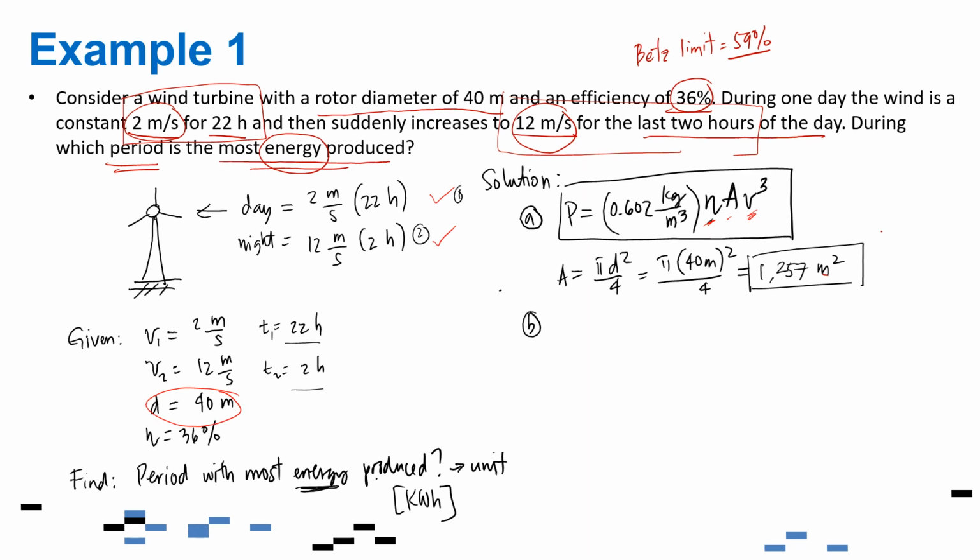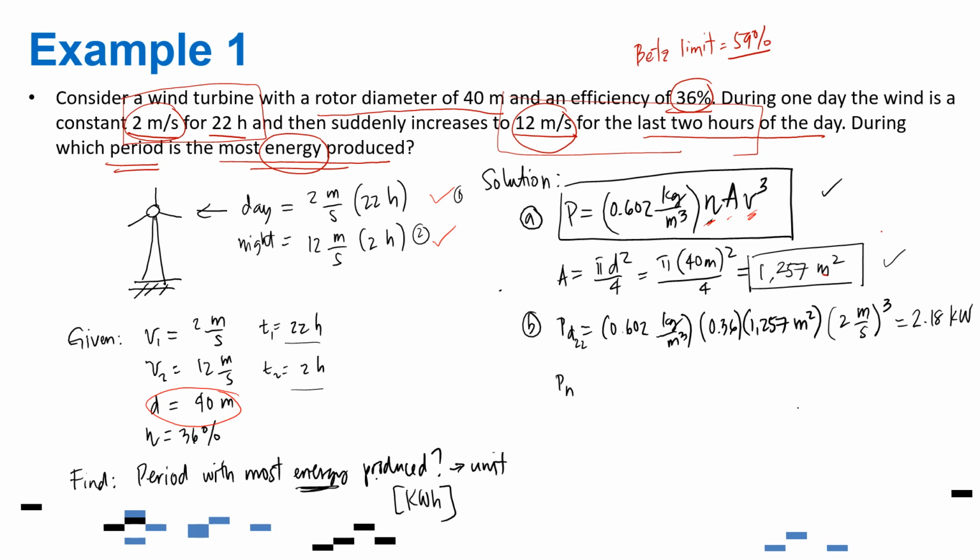Now we can solve for the power for each period. For the power at daytime, we have the formula on here and we have the area already. So we have 0.602 kilogram per cubic meter times 36%, which is 0.36, the efficiency, times the area, which is 1,257 square meters, times the velocity, in this case for period 1, 2 meters per second cubed. That is the power for the daytime, which is equal to 2.18 kilowatts. So that is for the daytime, or the 22 hours.